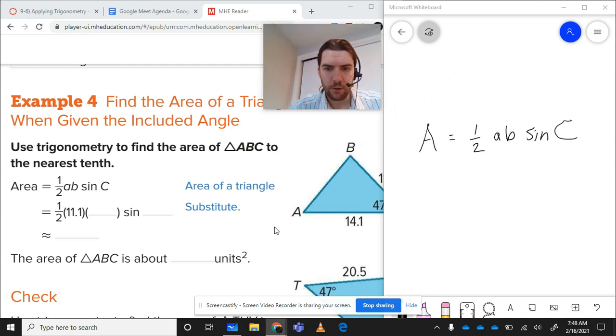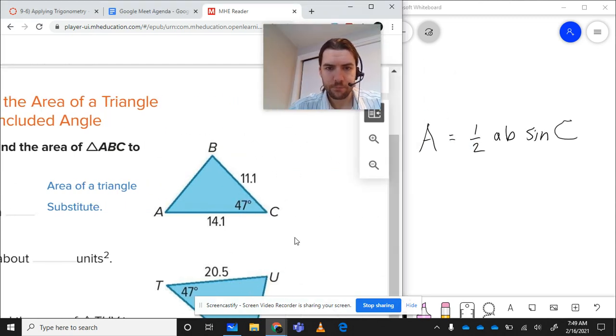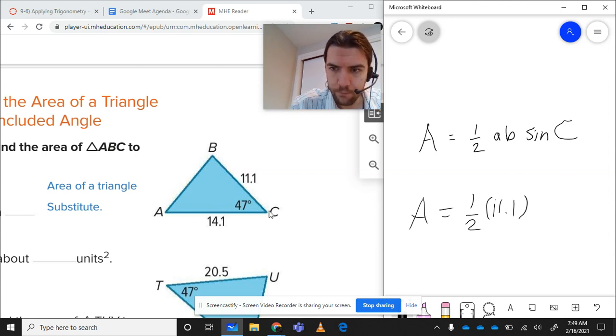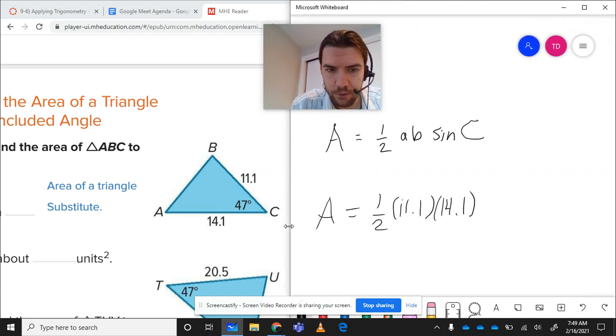Okay, so they're giving us this triangle right here, where the area should be equal to 1/2 of AB. Well, what is A? A is the length across from angle A, this lowercase a, right? So that'd be 11.1. B is the length across from angle B, so 14.1. And C was given as 47 degrees. So we're going to say sine of 47 degrees.